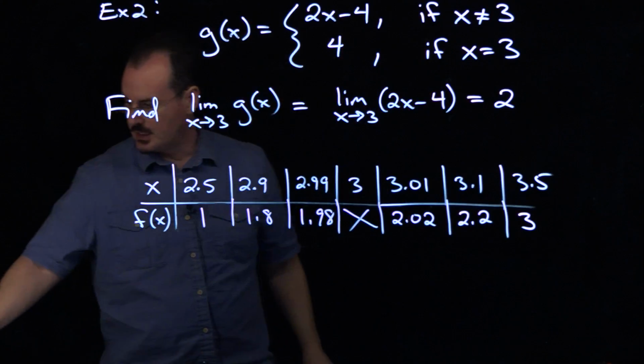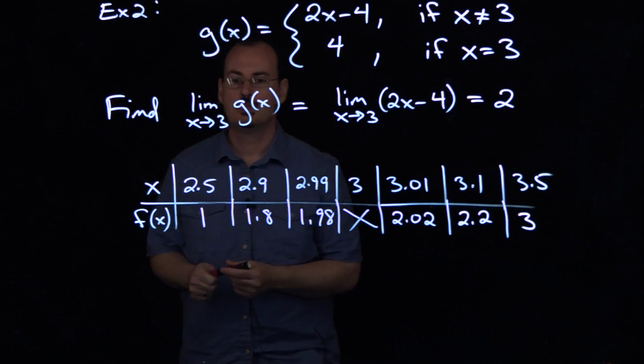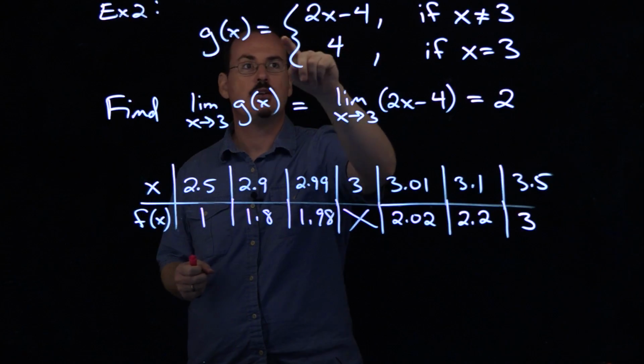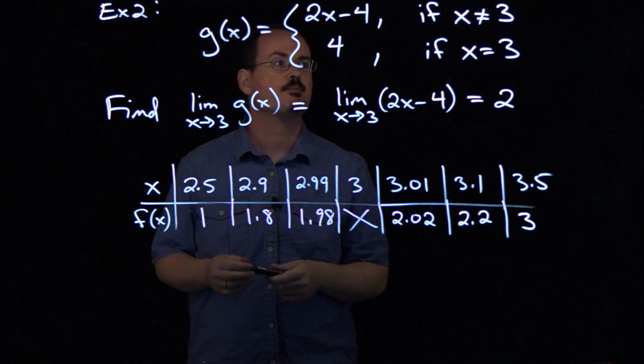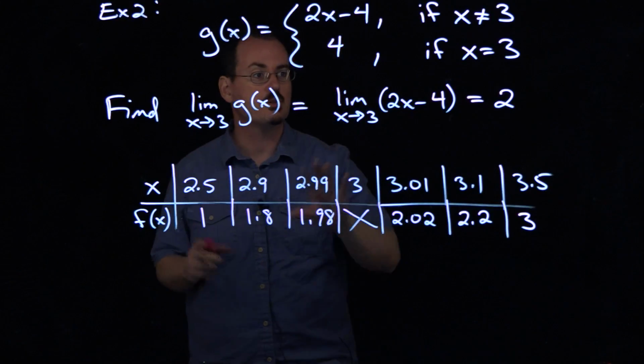Okay, we're on section 3.1, example 2. So this one asks us to find the limit as x approaches 3 of this particular piecewise function. And I had this all up, but the program crashed on me, so I just decided to leave it up.